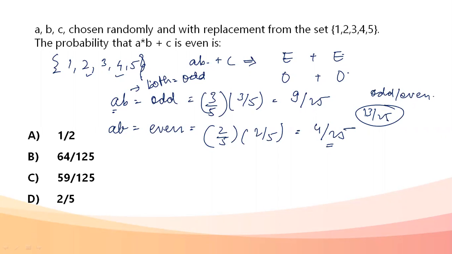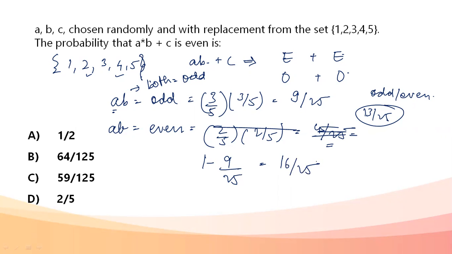So AB being even, we are not going to do it as 4 by 25, we are going to do it as 1 minus 9 by 25, because AB can either be odd or it can be even. There is no other option for AB to be. So this comes out to be 16 by 25. So odd we have found out, even we have found out.